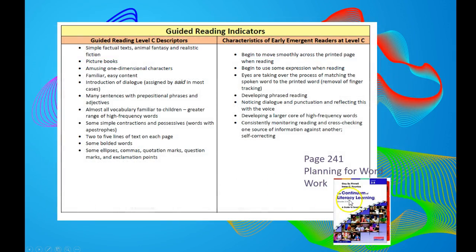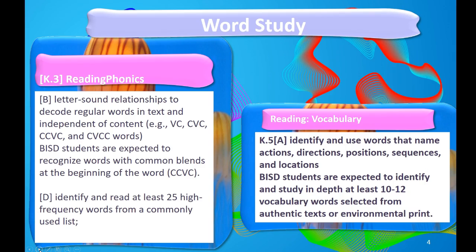With Level C, here's your curriculum, your continuum of literacy learning. Here are the descriptors for a Level C in level text, and here are the characteristics of a reader at that level. Inside the continuum, you'll find on page 241 a more detailed look at what a C looks like. I really encourage you to use that resource in your guided reading and in knowing where your kids are.